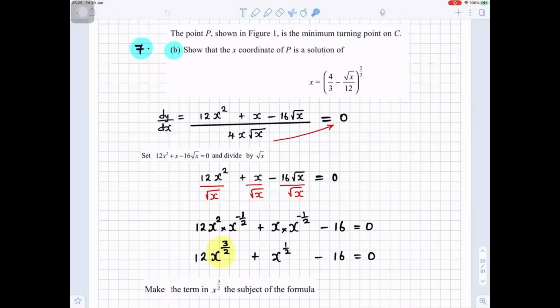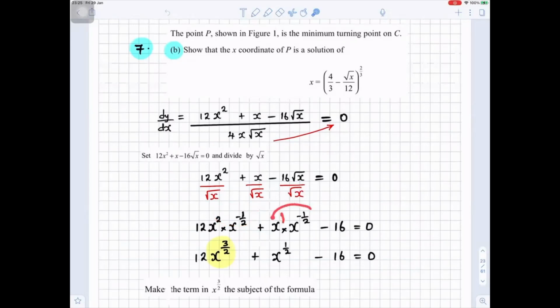What would happen is square root of x can come to the top, it becomes x to the minus a half. It comes to the top, x to the minus a half. And this square root of x will cancel. So you're left with 16. 2 minus a half is 3 over 2.